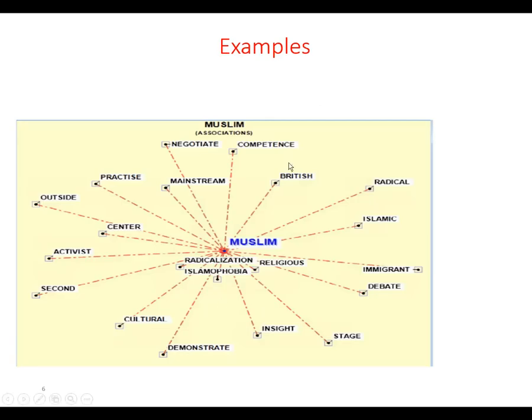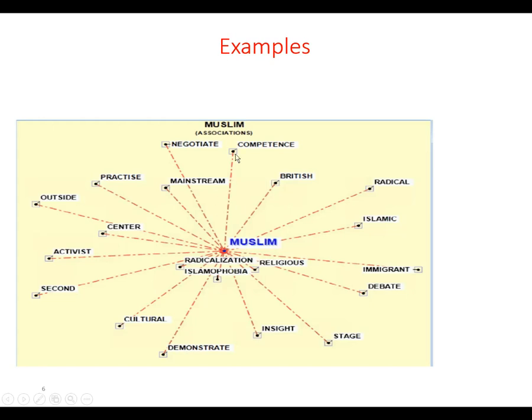Here are word associations related to the word Muslim, for example. Look at the words. Here we find that radical is associated with the word Muslim, the word Islamic, the word immigrant. Many Muslims in European countries are immigrants, or descended from immigrant parents. We have also Muslim debate, stage, insight, cultural, activists. All these words are related to Muslim center, Islamic centers, Islamophobia, fear of Muslims, radicalization. We have also practice, mainstream, and so many things.